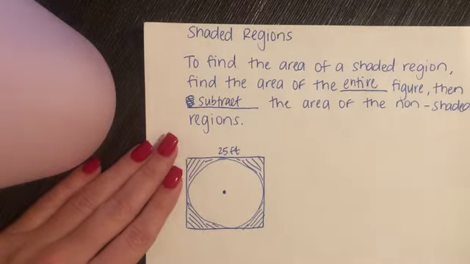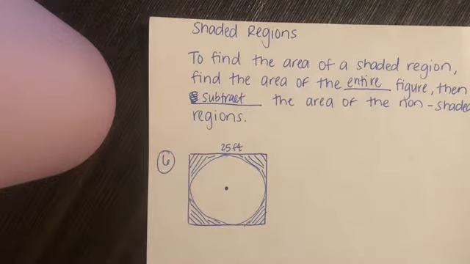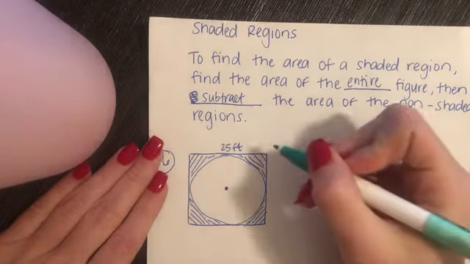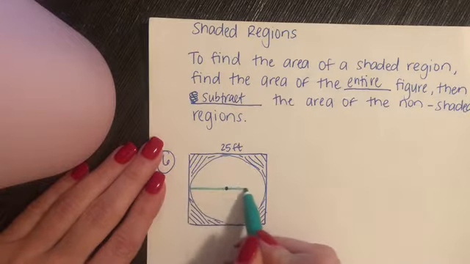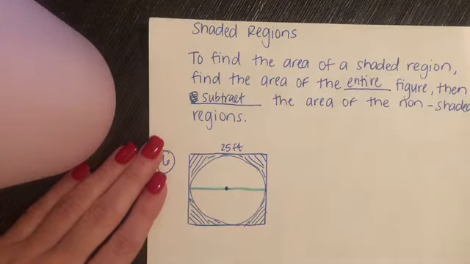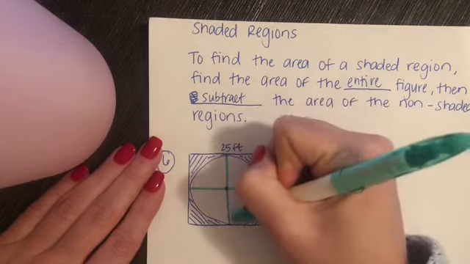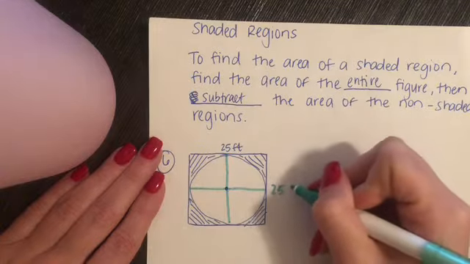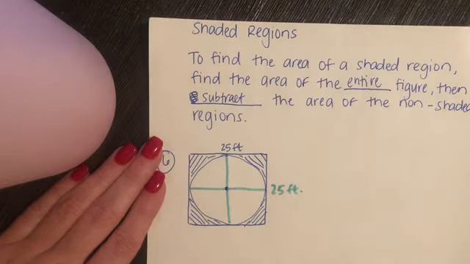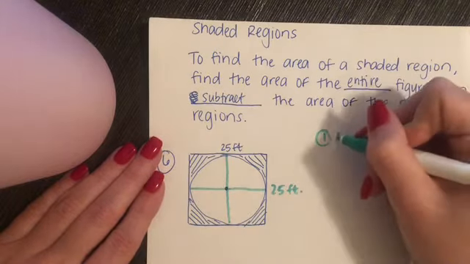Okay, so let's take a look at this first example right here. Looks like we have a square with a circle inside. The reason why I know it's a square is because if the diameter is 25 units going this way, the diameter is also going to be 25 units going that way. Okay, so that indicates that all the sides are 25 feet. Okay, the first thing we're going to do is find the area of the square.